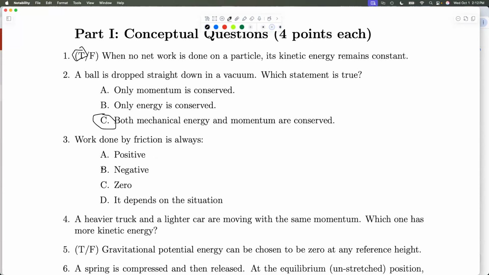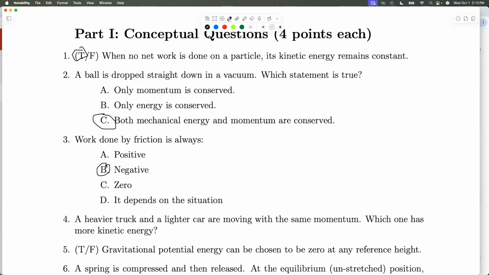Friction always does negative work because friction always opposes slipping. So if you're slipping in one direction, friction will point in the other direction. Remember, work is force times displacement, magnitude times the cosine of the angle between them. The angle will be 180 degrees.